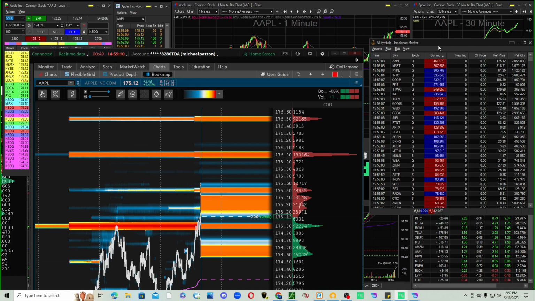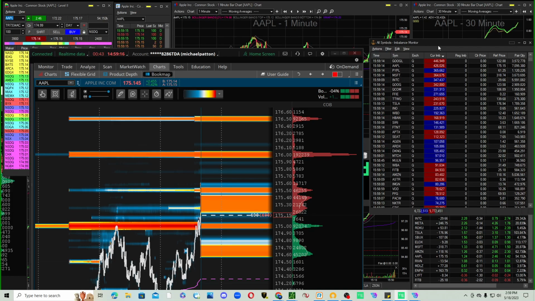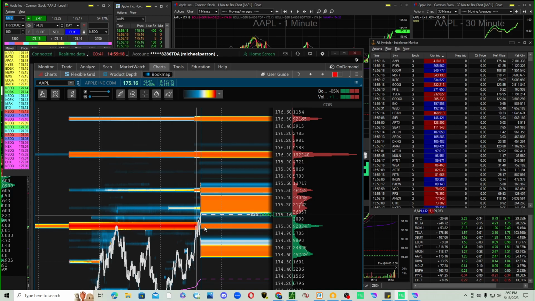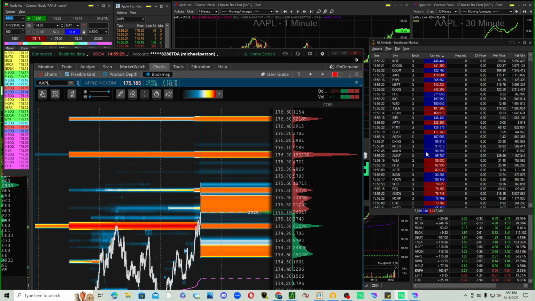So 460,000 is actually a good number. Apple's actually moving up right now. Interesting. So let's see, maybe, I don't know. It is moving up right now, barely. So we'll see. Anyway, so that kind of concludes Bookmap.